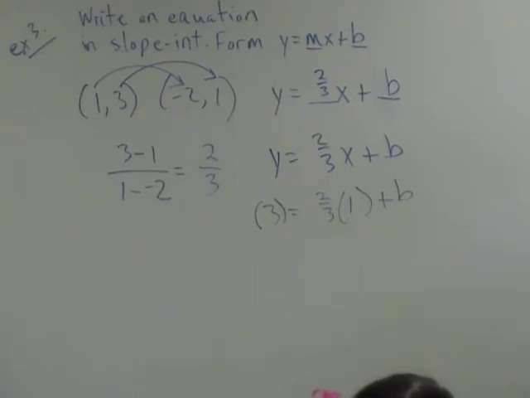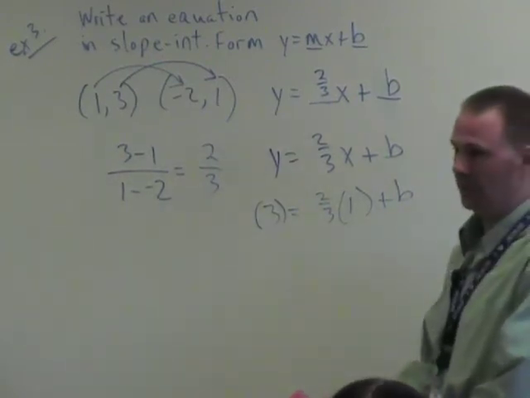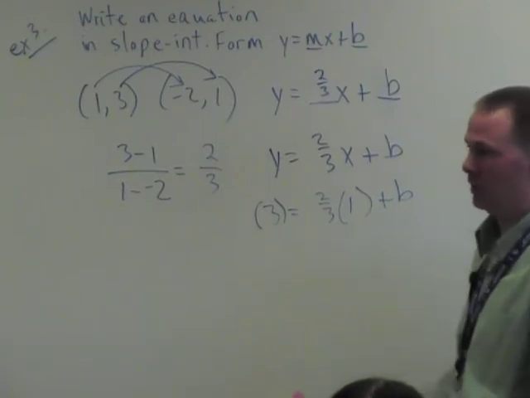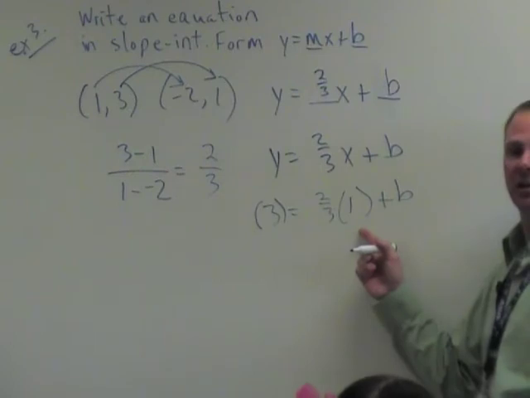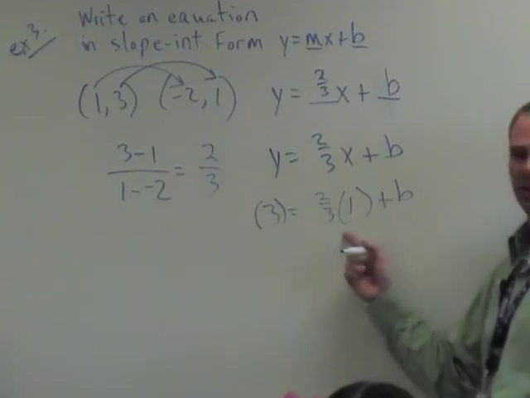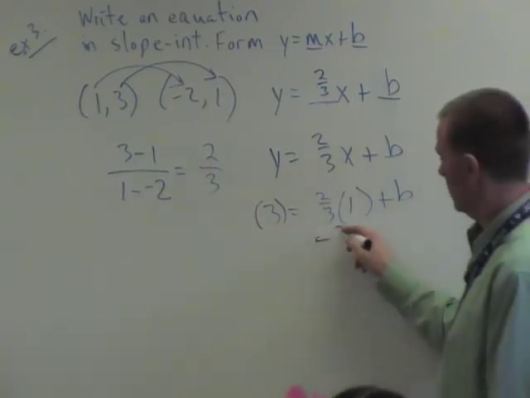You guys got to get past it. Fractions are numbers too. Stop neglecting the fractions. Better learn how to deal with them because from this point on you're going to have a lot of them. So this 2/3 times 1 is 2/3. How do I get b by itself? Subtract the 2/3.